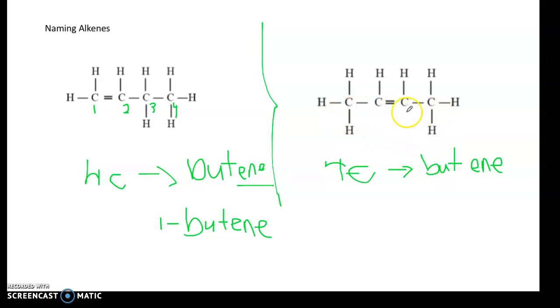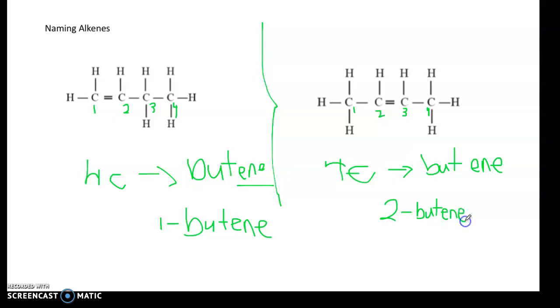Now, see how it's located in the middle? Meaning, it doesn't matter if I start over here as 1 or I start over there as 1. I'm still going to get the middle. So I'm going to start from my left. So we're going to have 1, 2, 3, 4. Right? So it's located on the second carbon. We always use the lesser number to find it out. So our name is going to be 2-butene.